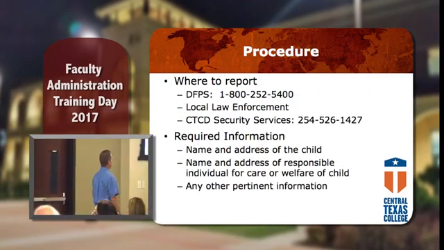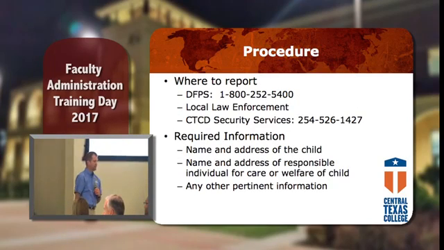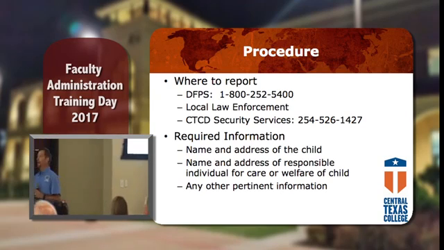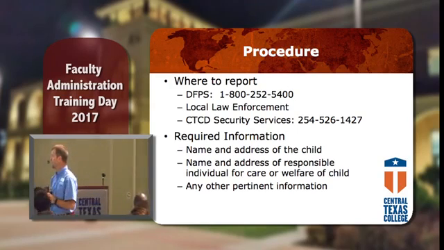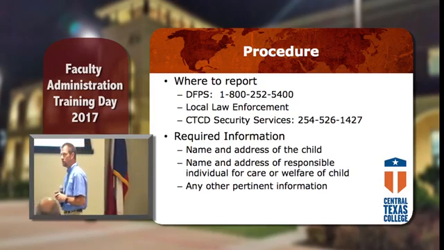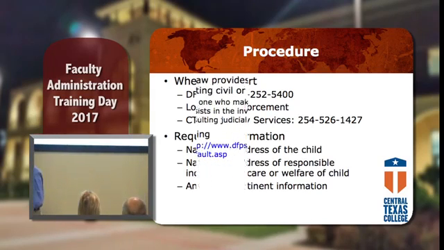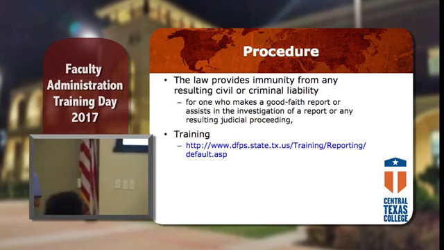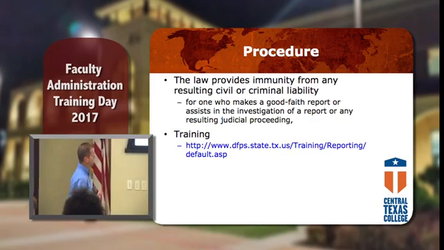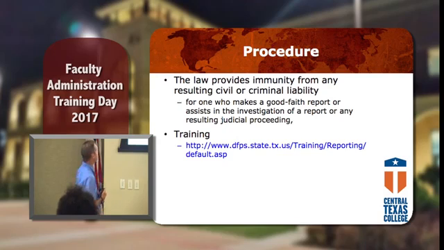Where to report? Well, Department of Family Protective Services, there's a toll-free number. Keep that handy. Local law enforcement, campus police, numbers are up there. Required information, not sure how you'll get all this if you're not up close and personal with the youngins, but this is the information they like to have: the name and address of the child, name and address of the responsible individuals who care for the child, and any other pertinent information that you may have. The law provides immunity from any resulting civil or criminal liability for people who report child abuse or neglect. Again, that's for anyone who makes these reports in good faith.